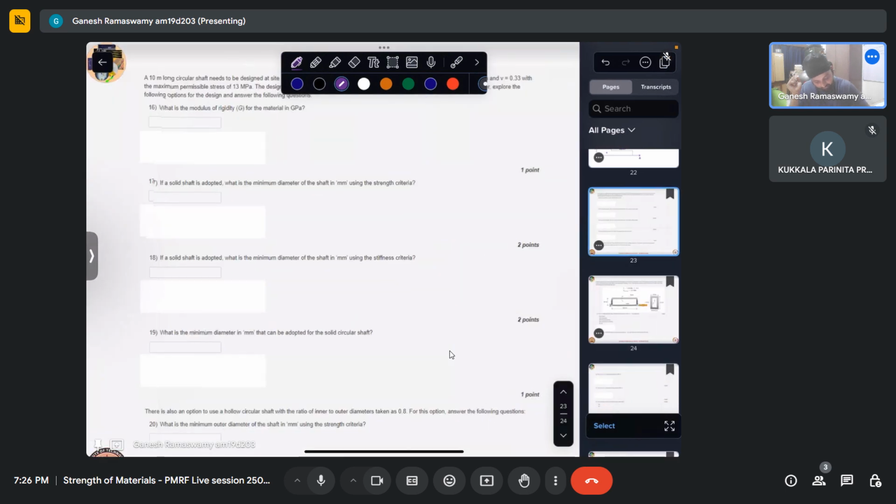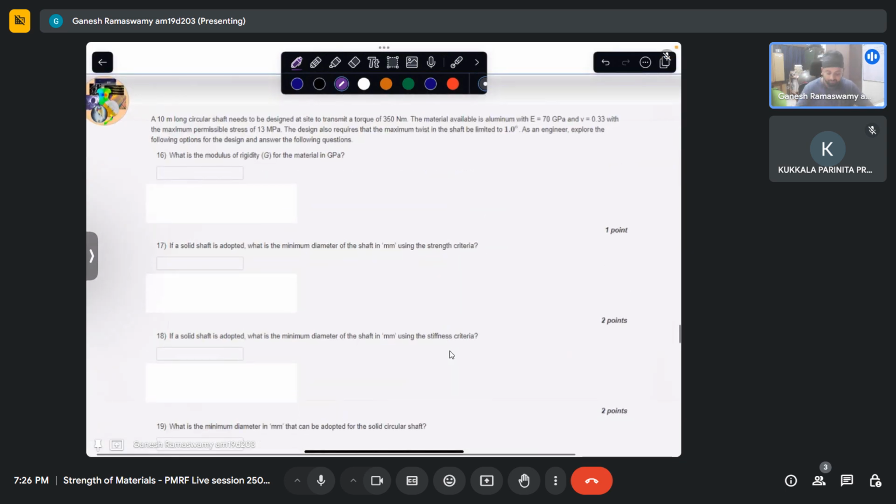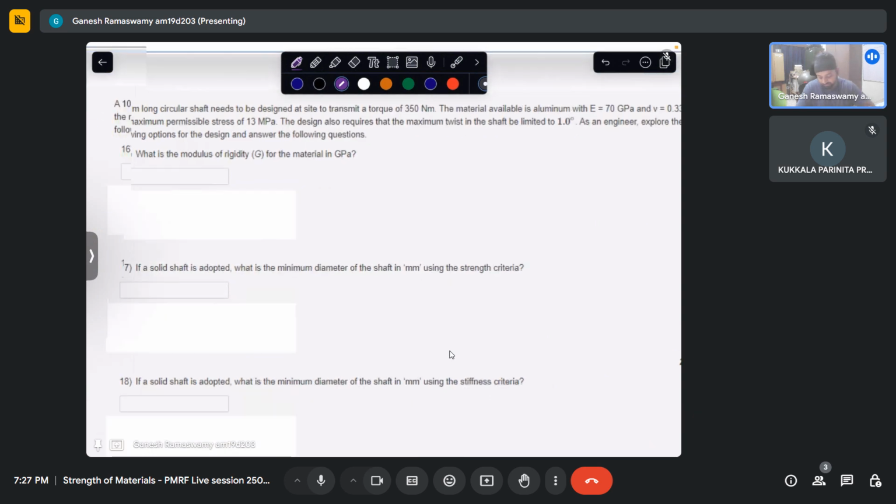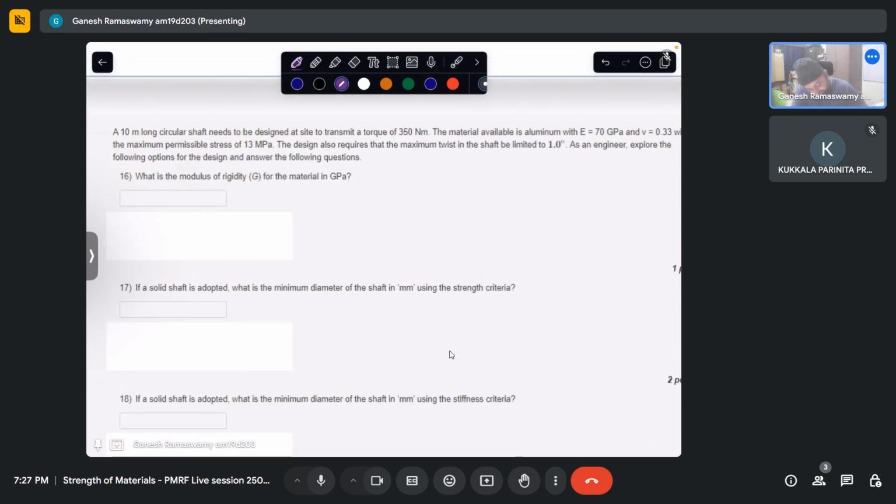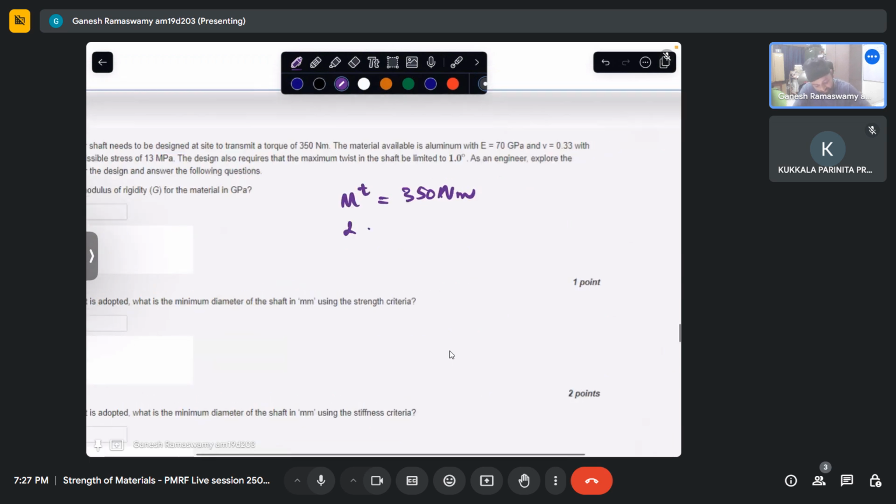All right, so let us move on to this question. I won't solve this completely. I'll just give what the brief is. So a 10-meter long circular shaft needs to be designed at site to transmit a torque of 350 Newton meter. So MT to be transmitted is 350 Newton meter. The length is 10 meters.